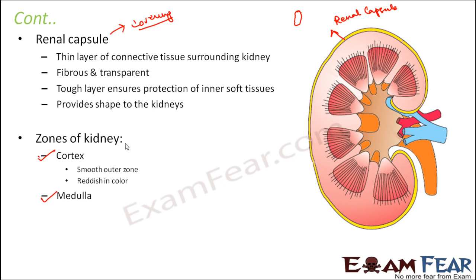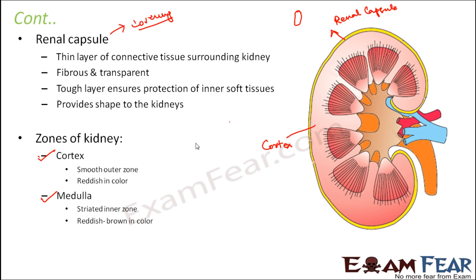So cortex is the smooth outer zone and it is reddish in color. Now the yellow colored layer was the capsule. Just inner to the yellow colored layer, you have this region which is cortex. So that is the outermost region and it is quite smooth. You do not have much here. So it is a smooth zone, generally reddish in color.